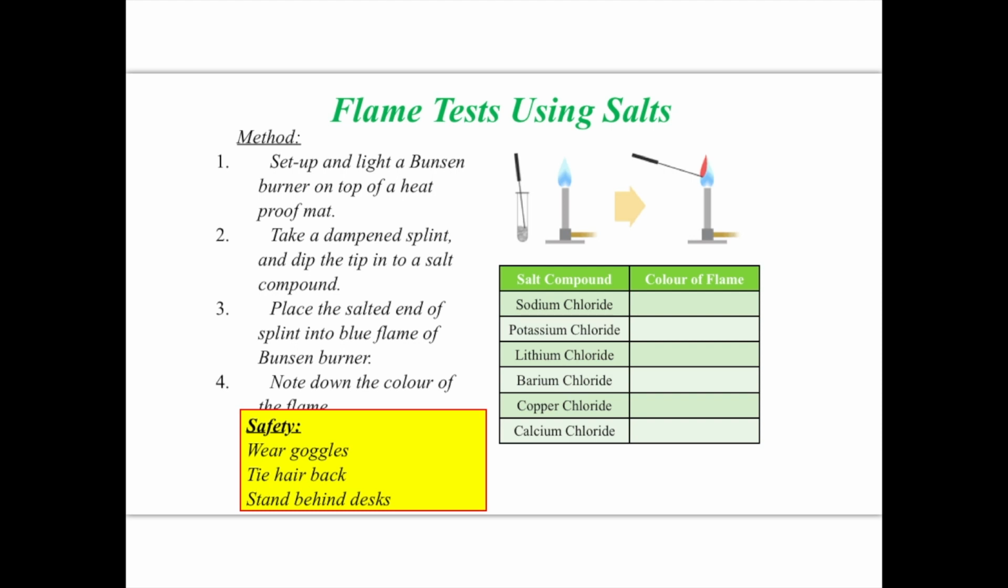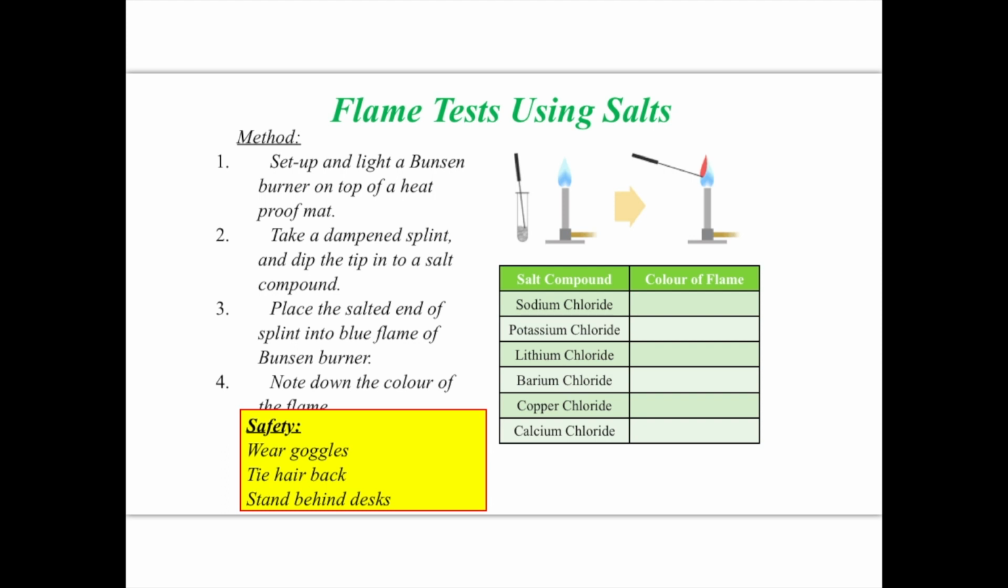So if you're in school, how we introduce this to you is we get you to do a flame test using salts. So we'd ask you to follow the method that's on the left hand side of the page here. So you'd set up and light a Bunsen burner on top of a heat-proof mat, shown in diagram. You'd take a dampened splint and dip the tip into a salt as shown here. You'd place the salt end of the splint into the blue flame with the Bunsen burner, and then you note down the colour change for that salt compound. It's important to take into account the risks of doing this experiment, so you need to wear goggles, you'd tie your hair back and you'd stand behind your desks.